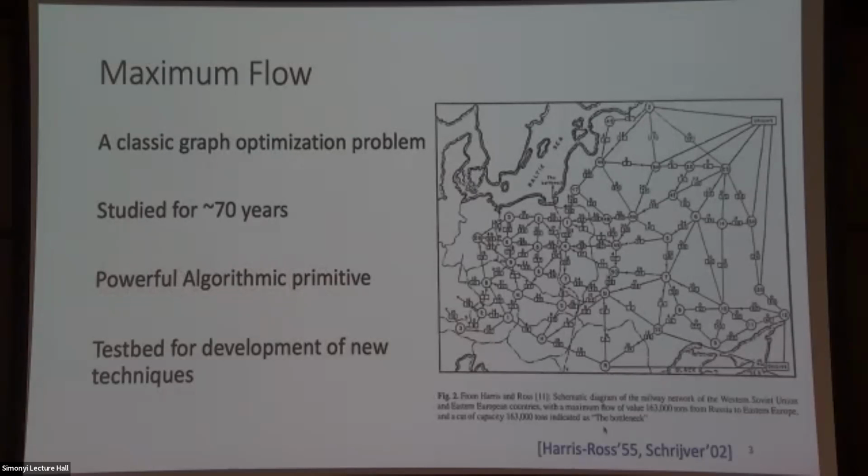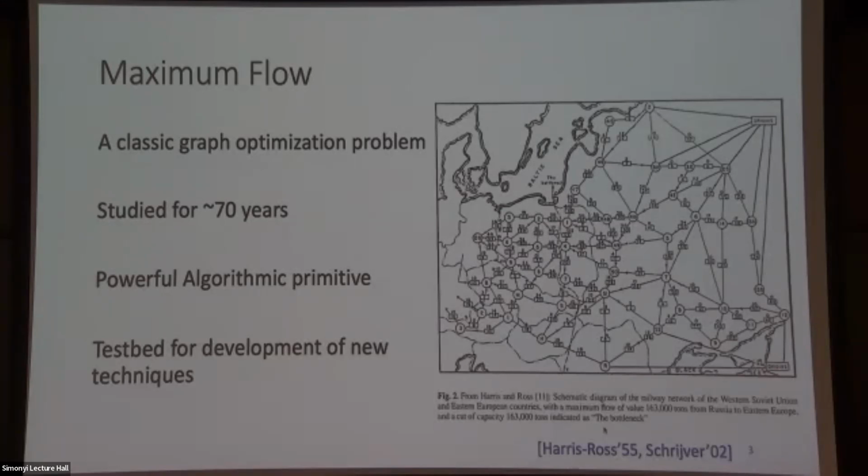So max flow, right? It's a problem all of us have seen in our algorithms course. It's been studied for 70 years, right? Here's a picture from a 1952 paper by Harris and Ross, trying to identify the capacity of the Soviet and Eastern European rail network. So not only was it defined a long time ago, it's been very intensely studied. You might ask why. One big reason is that it's a very powerful primitive.